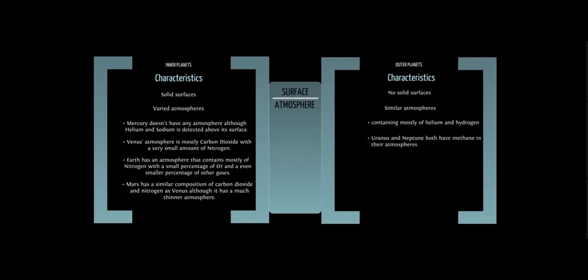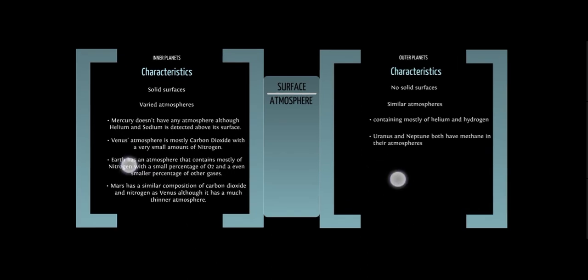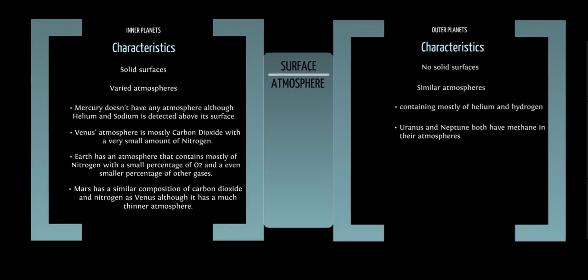Next, the surface and atmosphere. In inner planets, there are solid surfaces, while in outer planets, there are no solid surfaces. Inner planets have varied atmospheres, while outer planets have similar atmospheres. Mercury doesn't have any atmosphere, although helium and sodium are detected above its surface. Outer planets contain mostly helium and hydrogen.